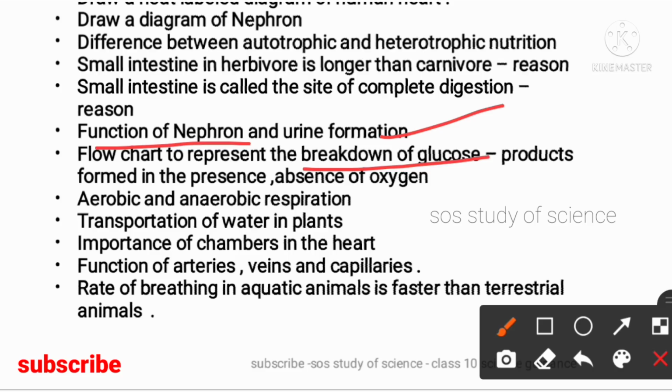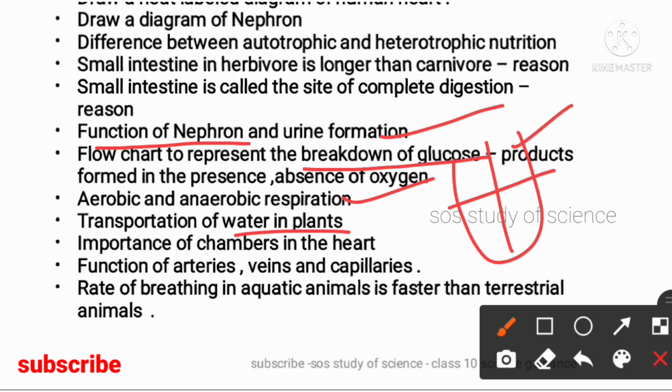Next, you want to know about the difference between aerobic and anaerobic respiration, and also you must know about transportation of water in plants, transportation and translocation. Next, you have to understand the importance of chambers in the heart. The human heart has 4 chambers. What is the importance of these chambers? They separate the oxygenated and deoxygenated blood. Then you have to know the functions of arteries, veins and capillaries. They may ask you, they have already asked in the examination also.